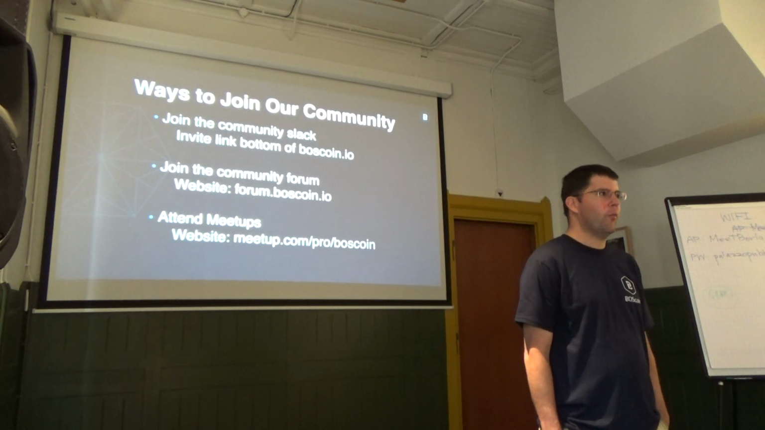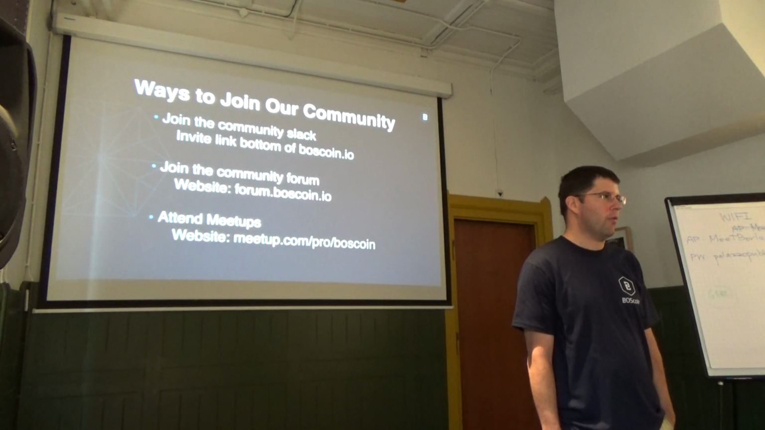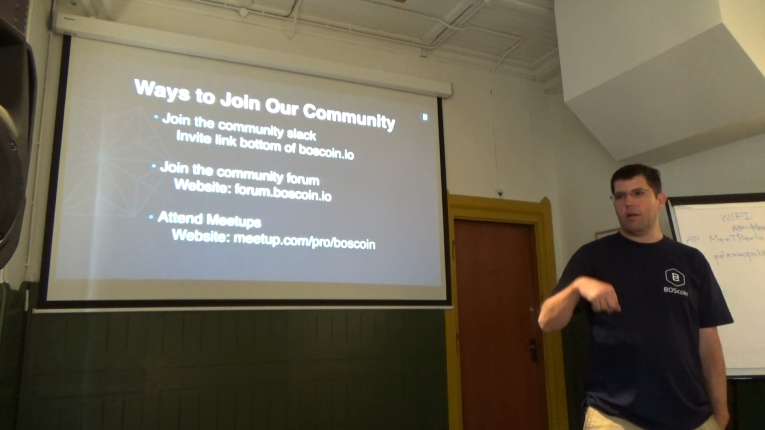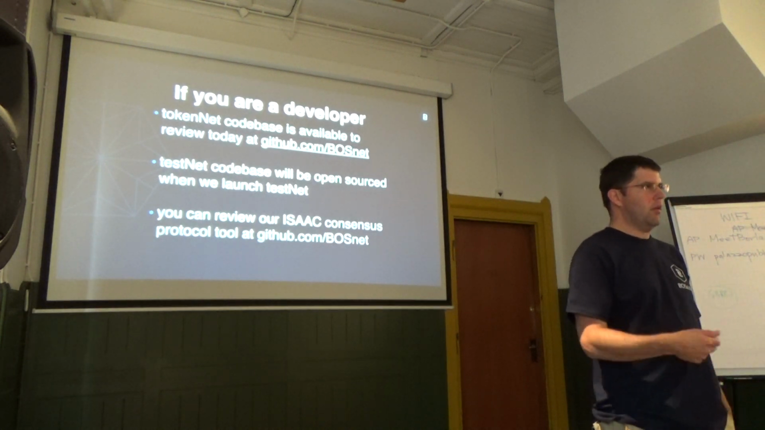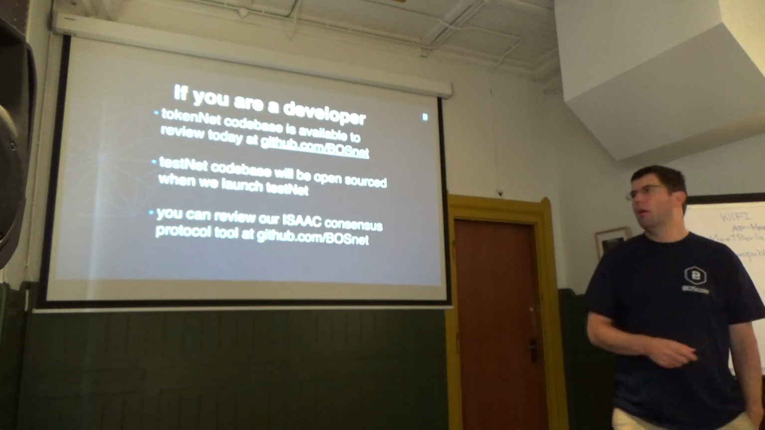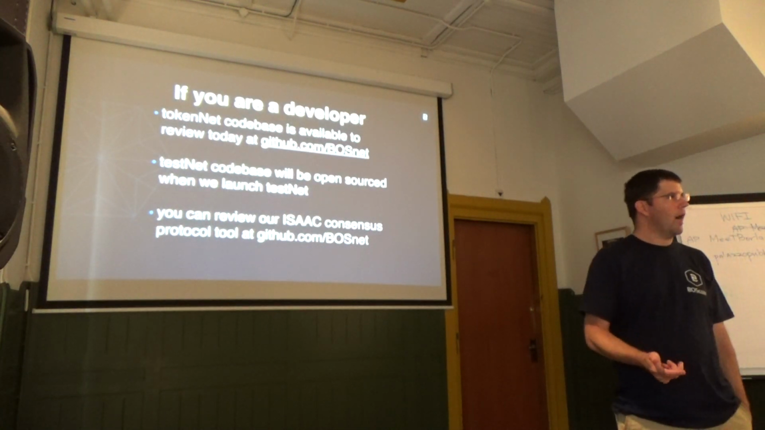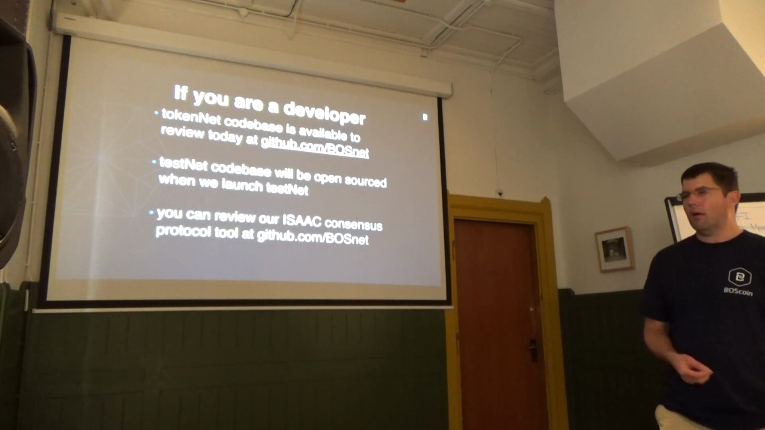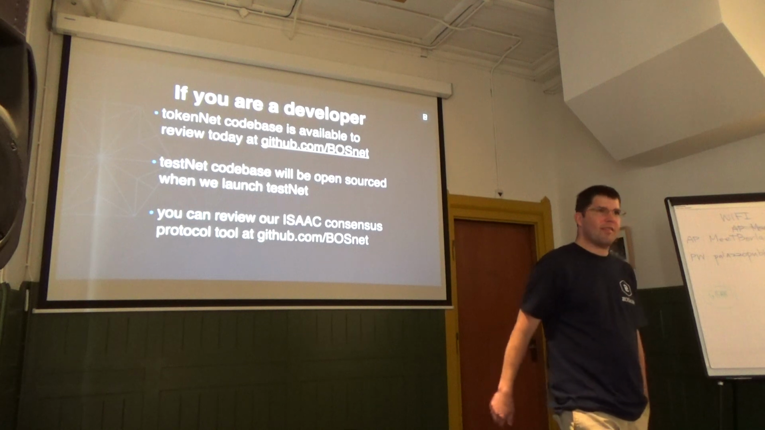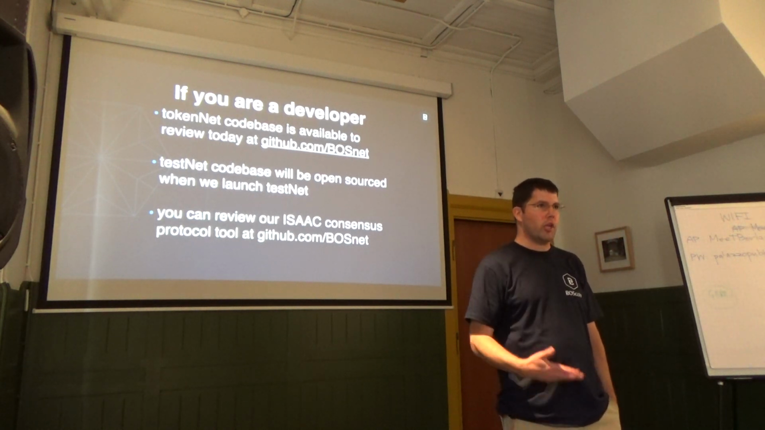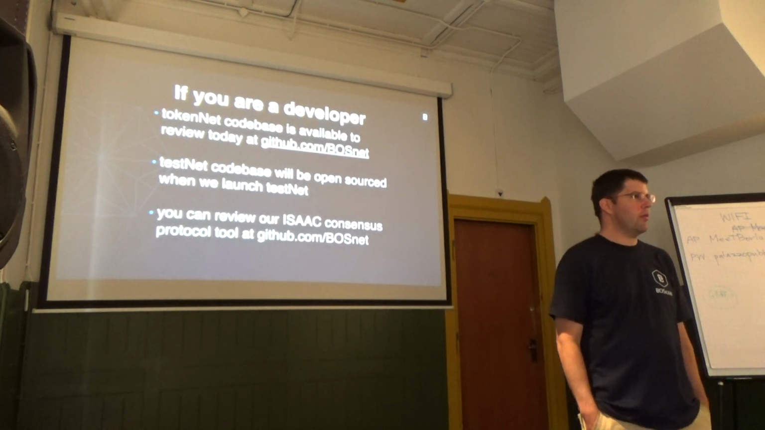Yeah, Stack Overflow for technical Q&A, and then what other areas? There's the GitHub, which is the next slide. Yeah, we have the GitHub, which has the tokennet version, open source. We have the Isaac protocol, the consensus protocol written in Python. That's on the GitHub. When we open source testnet, that'll be on the GitHub, so you can check out the code and make any kind of recommendations or whatever.